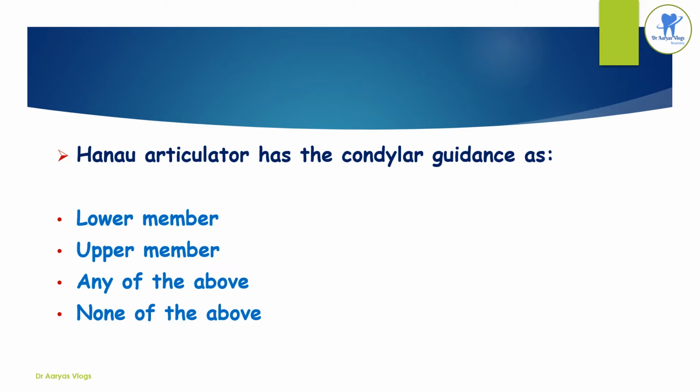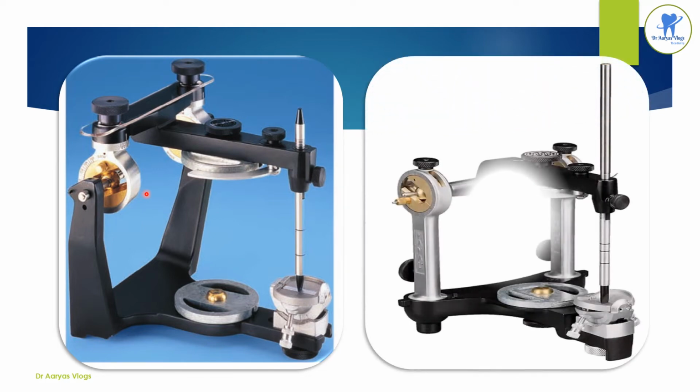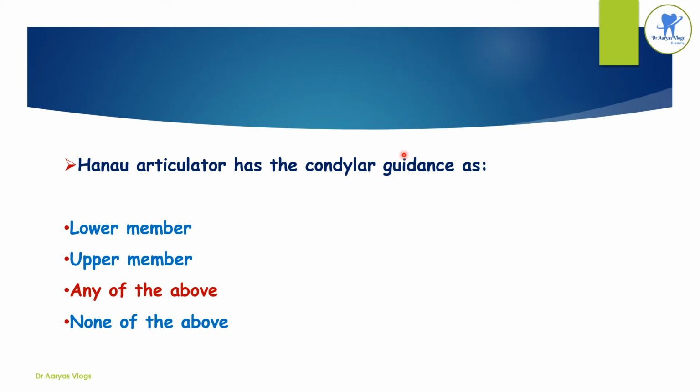Next question: the Hanau articulator which has the condylar guidance as lower member, upper member, any of the above, or none of the above. As we already know, there are many types of Hanau semi-adjustable articulators available. This one is the Hanau Wide-Vue articulator and this is the Hanau H2 articulator. We can note the difference in the condylar guidance: it is in the lower member in the Hanau Wide-Vue articulator and in the upper member in the Hanau H2 articulator. So the answer is lower member or upper member, that is, any of the above.